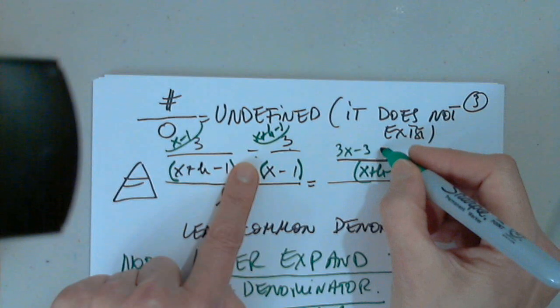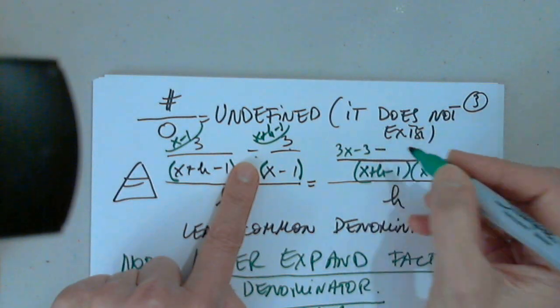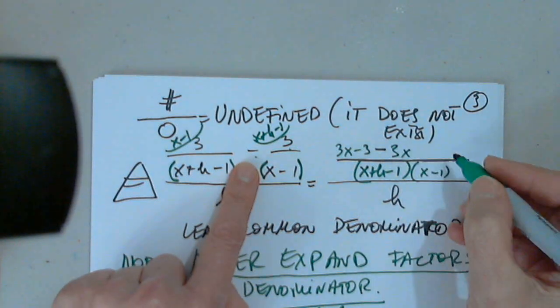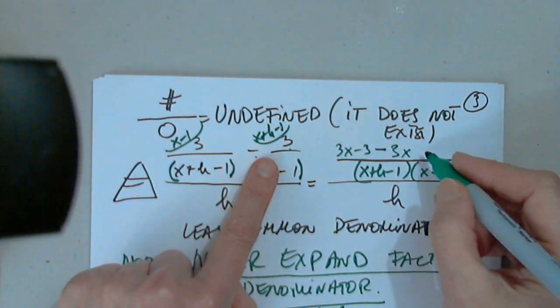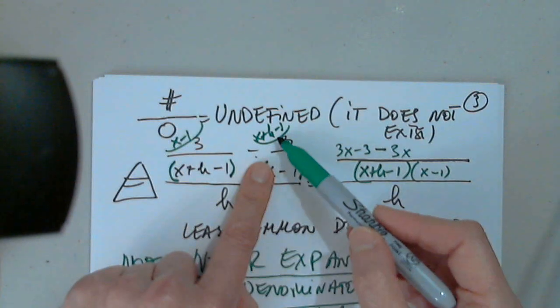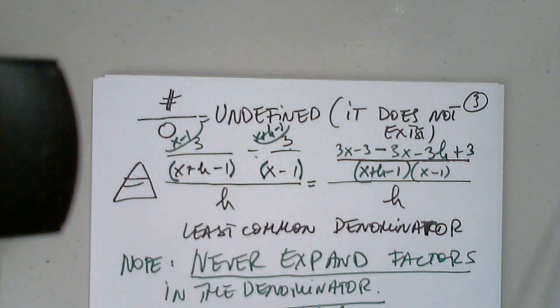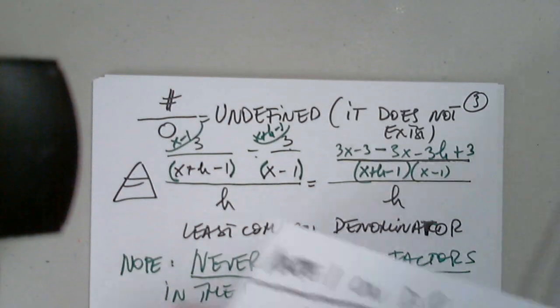Anyone would like to help? It would be minus 3x. Awesome. Minus 3h, and plus 3. Awesome. Coming back, who was that? Levi. Thank you so much.